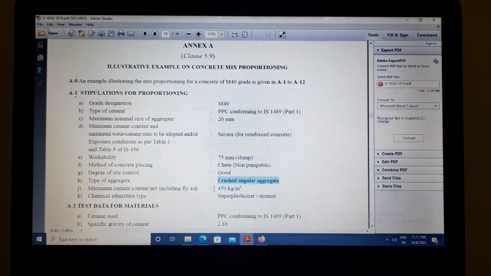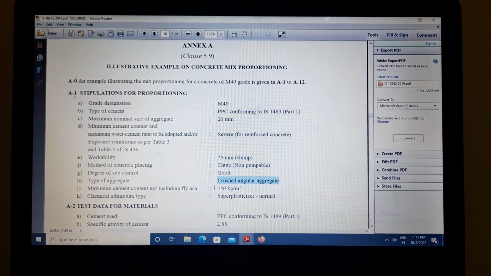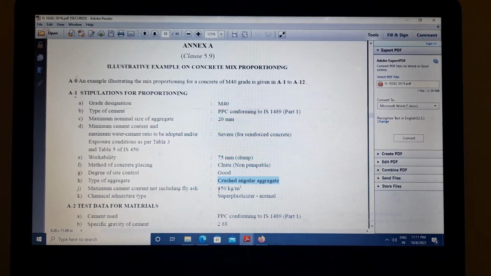In any concrete mix design, the maximum cement content should not exceed 450 kg per cubic meter, which doesn't include fly ash. If you are using fly ash or any other mineral admixture, the cementitious content should not exceed 450 kg per cubic meter.